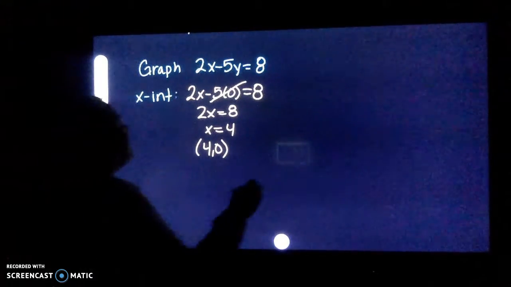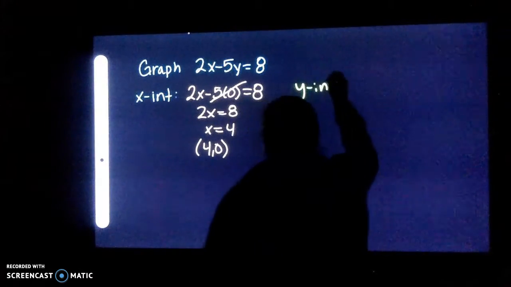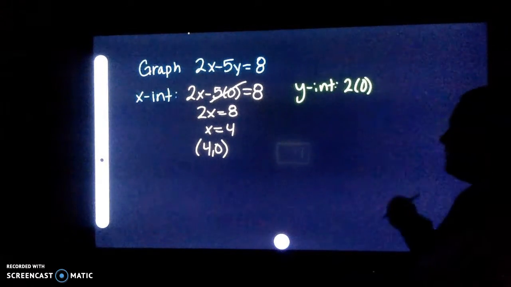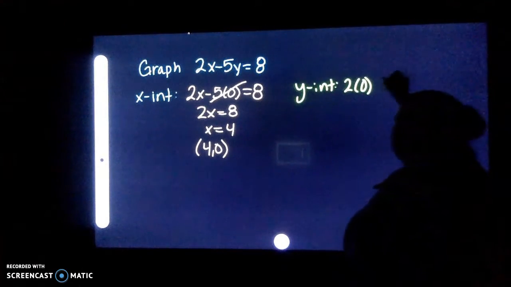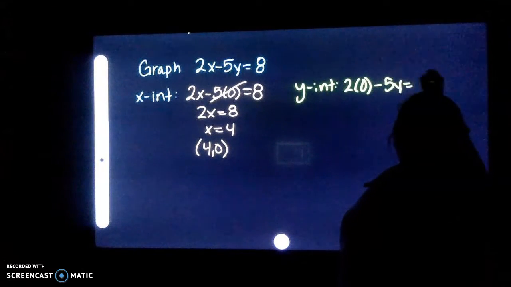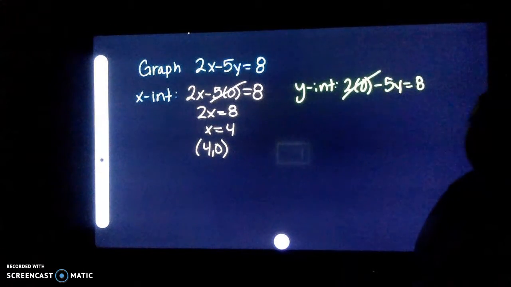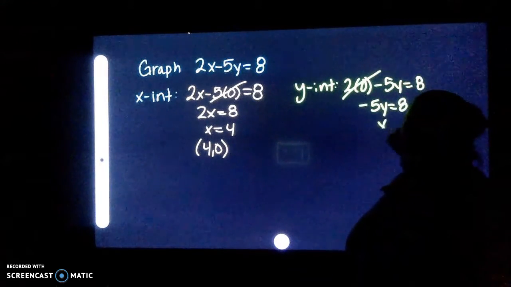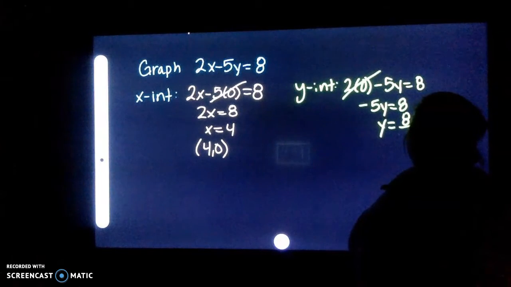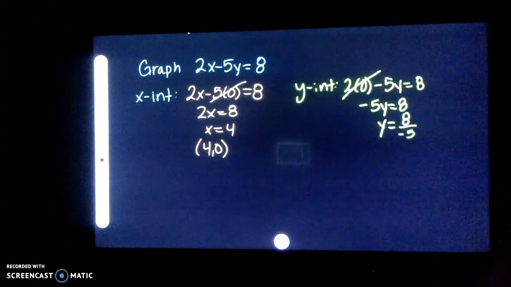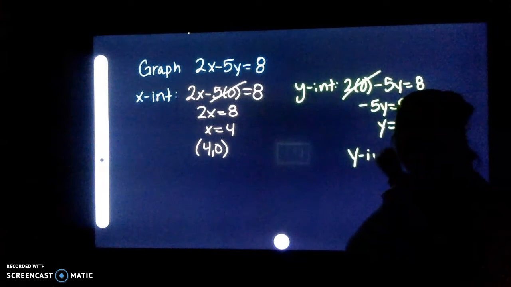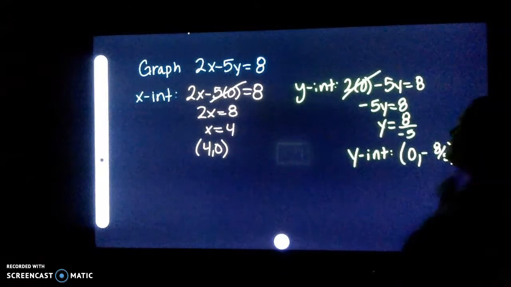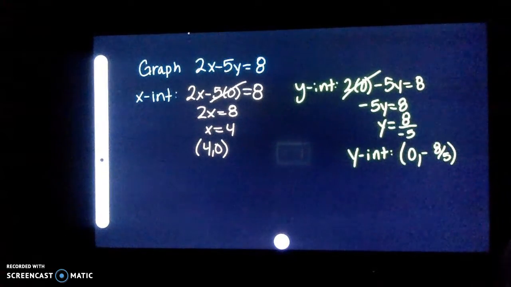I'm going to do the same thing now, finding my y-intercept. To find the y-intercept, I plug 0 in for x. So I get 2 times 0 minus 5y equals 8. 2 times 0 is just 0. Negative 5y equals 8. Divide each side by -5. And I get 8 over a -5. So my y-intercept then is 0, negative 8/5, which is negative 1 3/5.